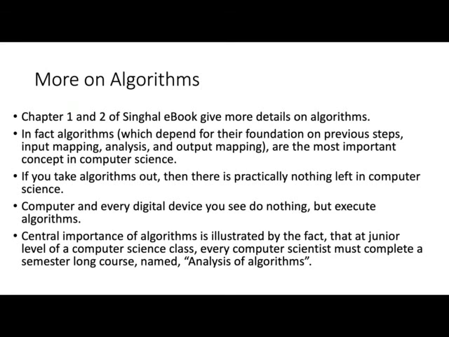So let me say again, thinking that algorithm is unimportant, that impression of computer science and computer programming is 100% wrong. If you take out algorithms, then there's practically nothing left in computer science. Computers and every digital device you see do nothing but execute algorithms. The central importance of algorithms is illustrated by the fact that at the junior level of computer science, every computer scientist must complete a semester-long course called analysis of algorithms.